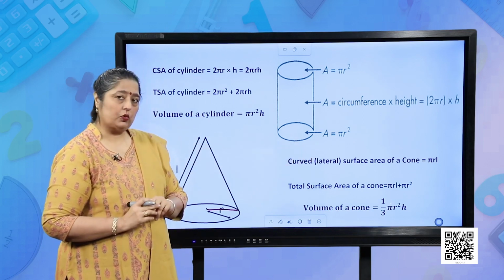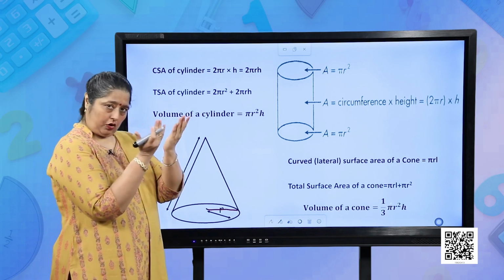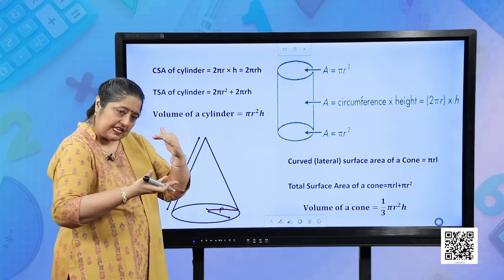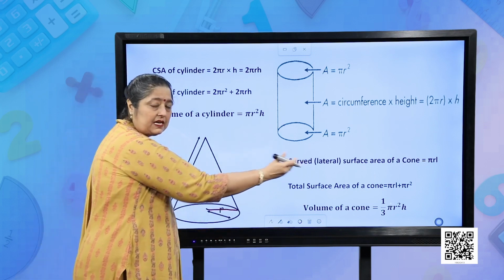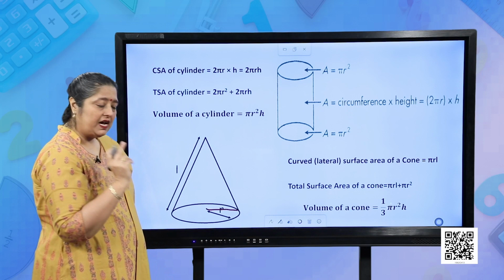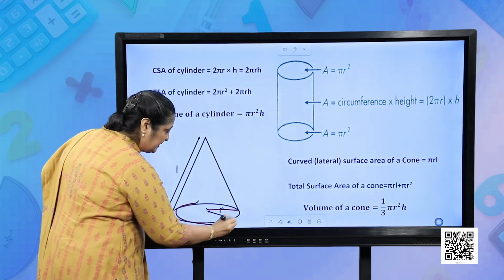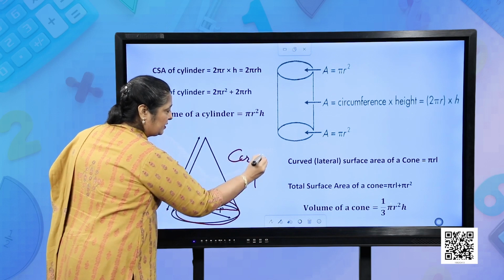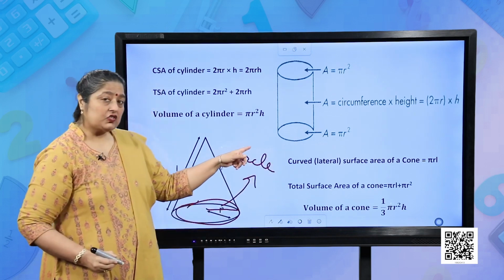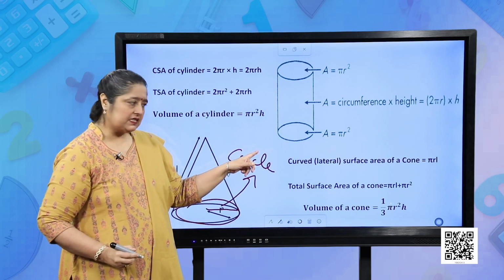Total surface area of the cone is the surface area of the curved surface plus the area of the base. So, we have pi r l plus pi r square. Why pi r square? Because this base is a circle. So, pi r square, that is the area of the circle.